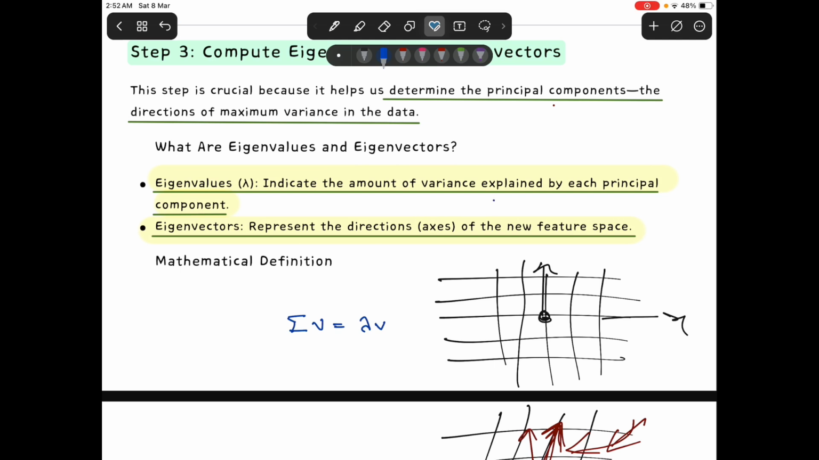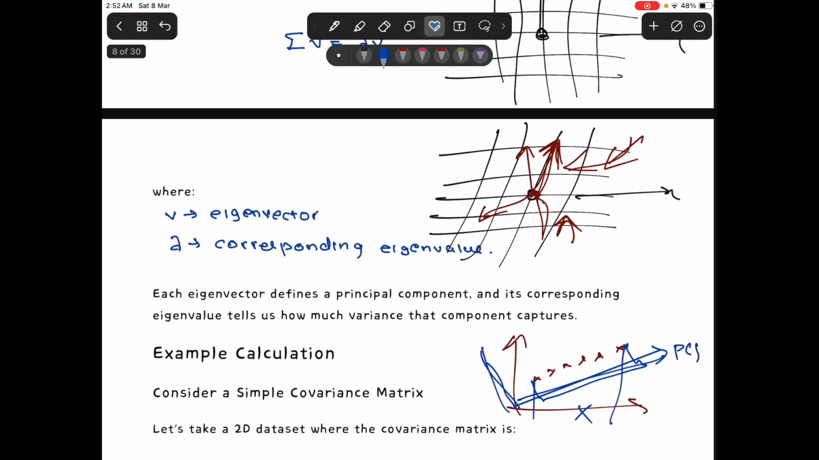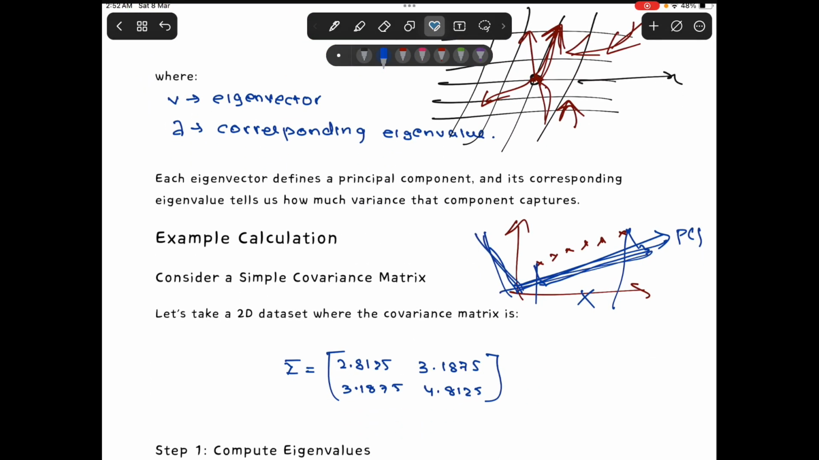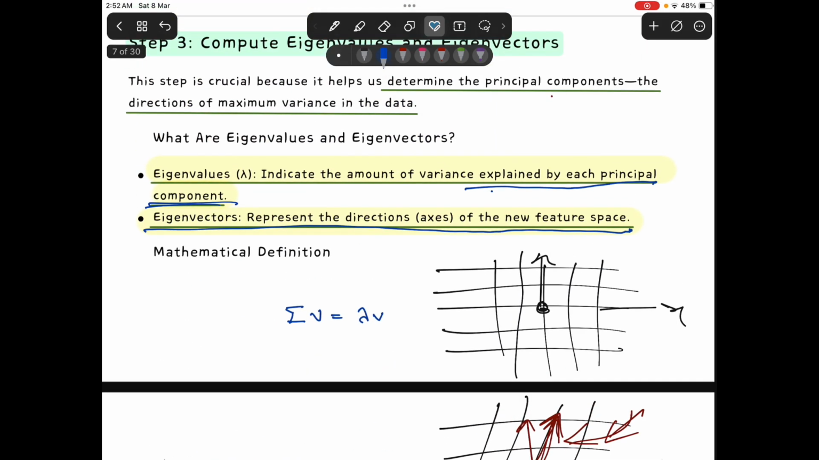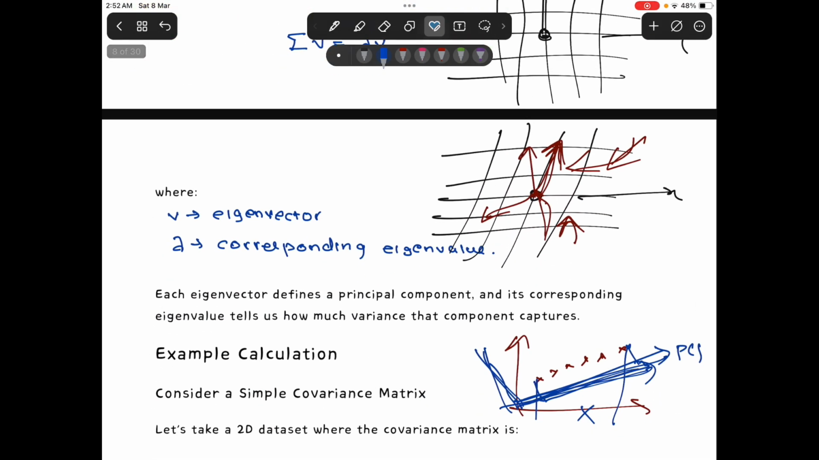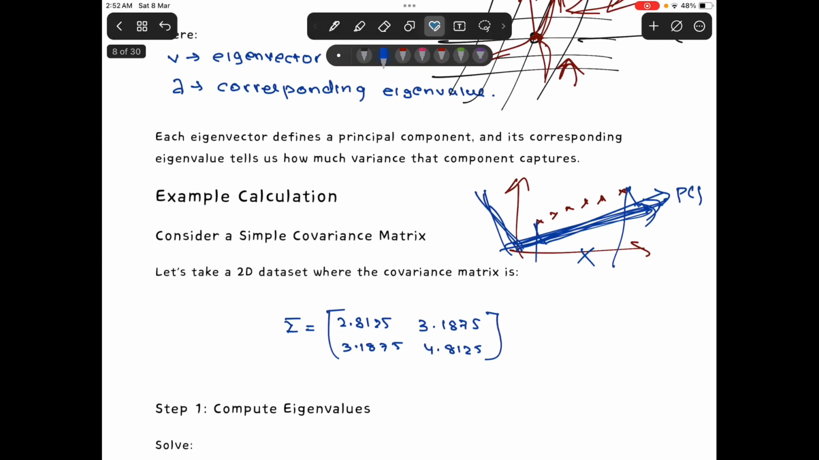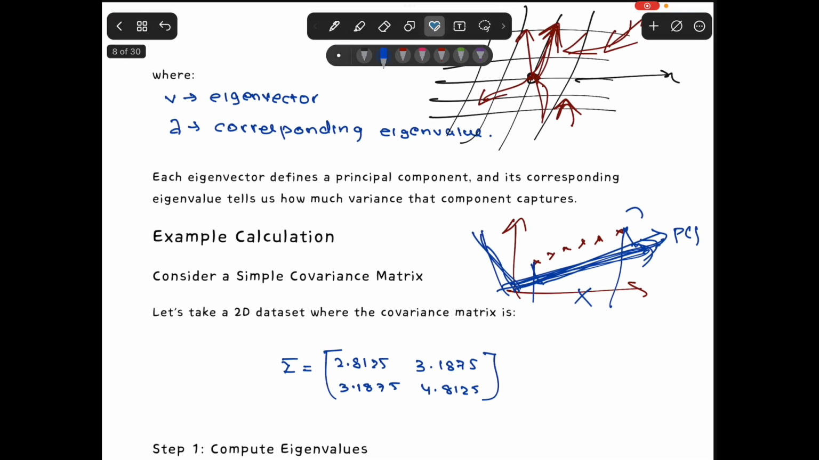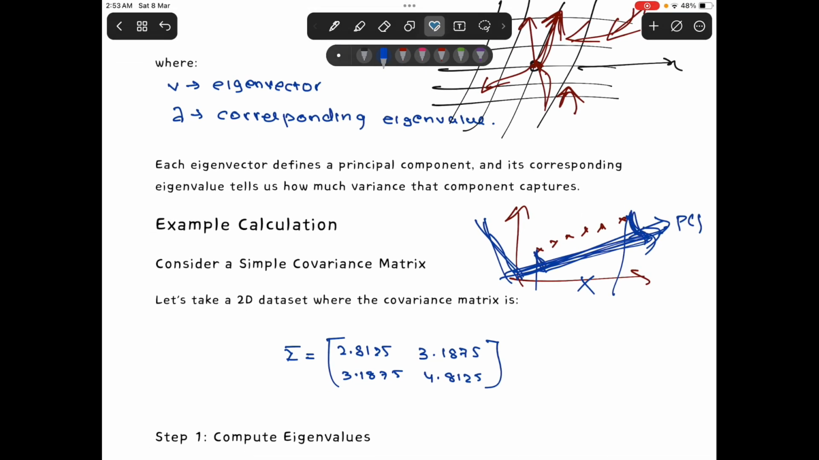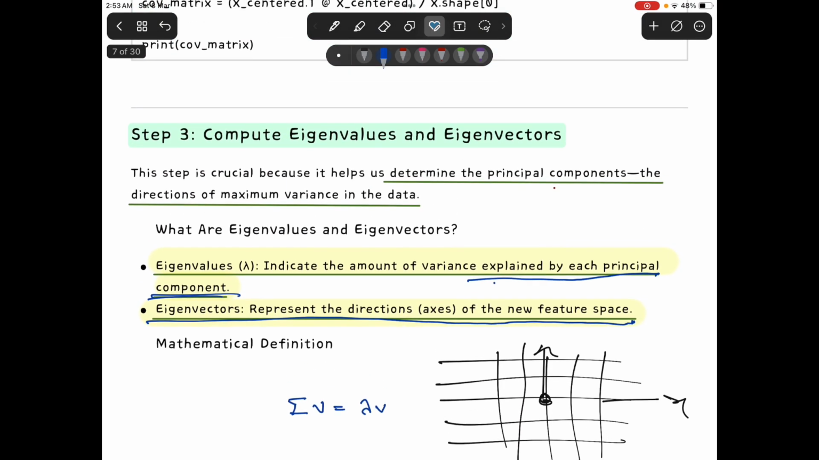Eigenvalues indicate the amount of variance explained by each principal component. Eigenvectors represent the direction, the axes, of the new feature space. So in the new feature space, what will be our new axis? This will be the eigenvector's direction. And the value of this PC1 shows the variance part, how much variance we have in this direction. So I hope you have understood the importance of eigenvalues and eigenvectors.